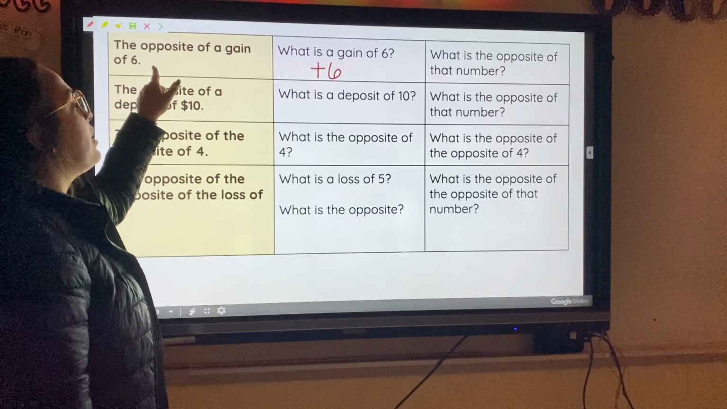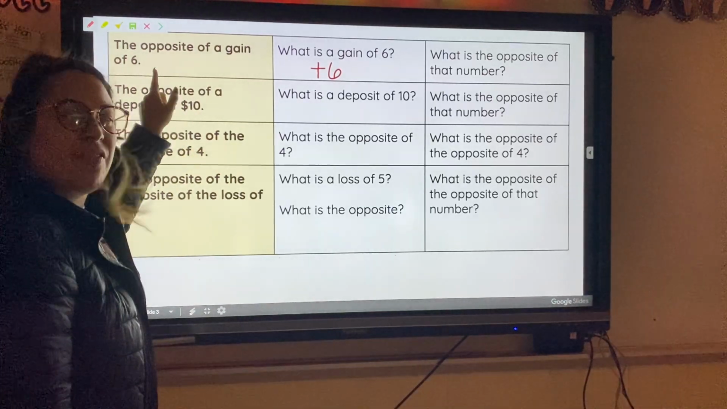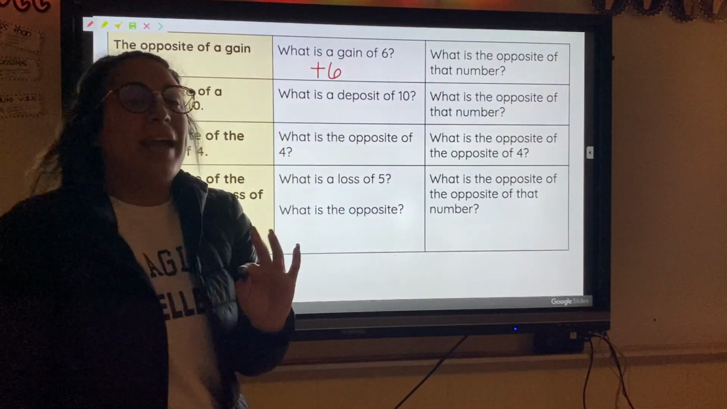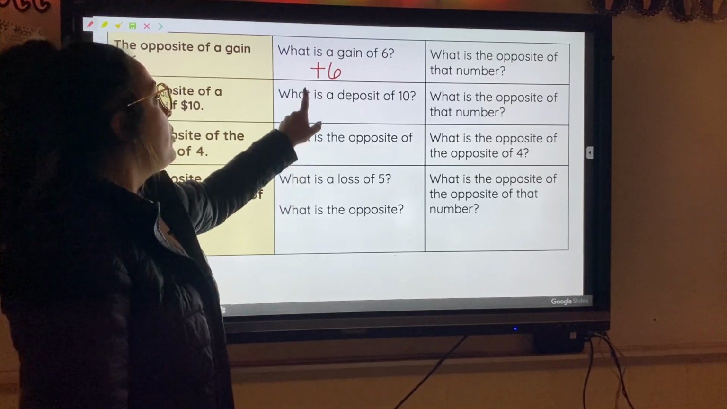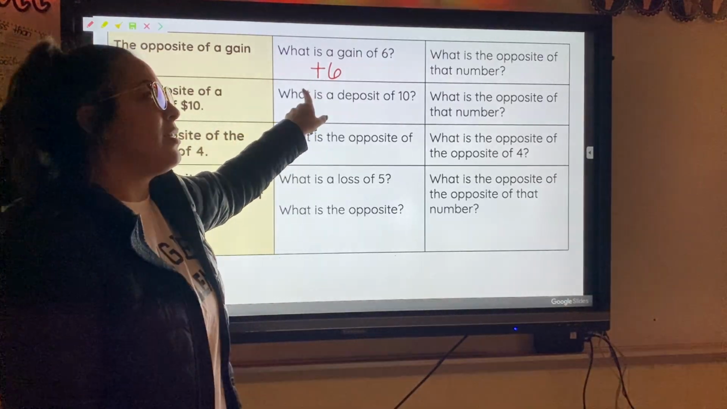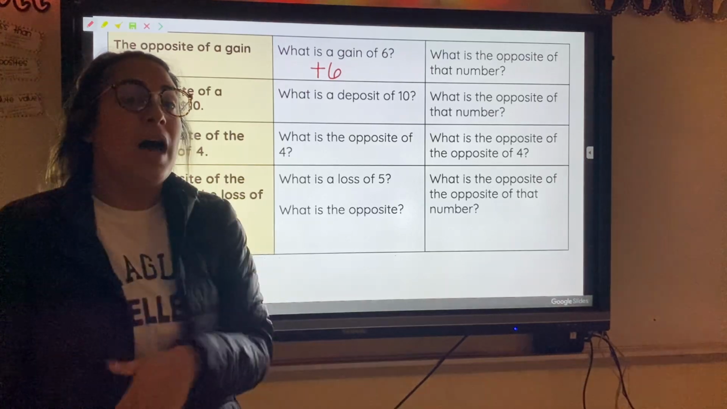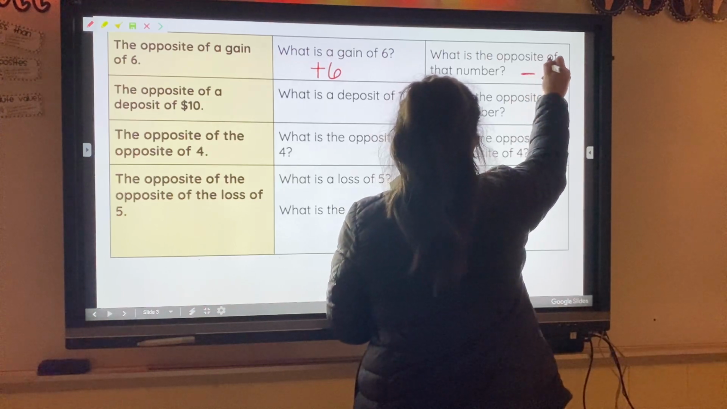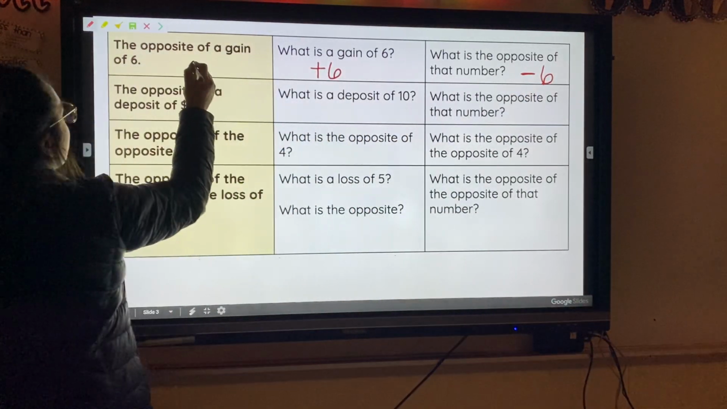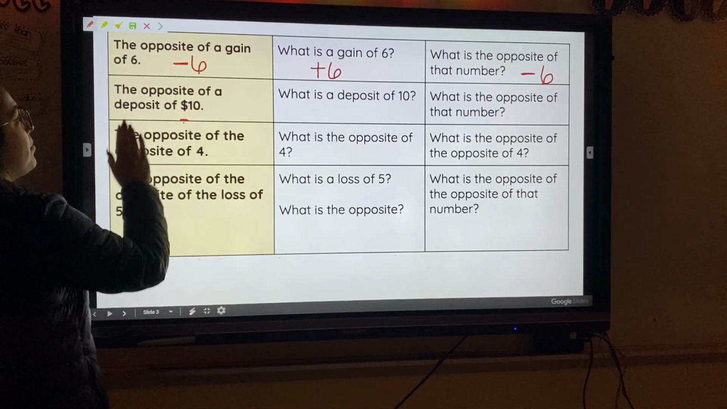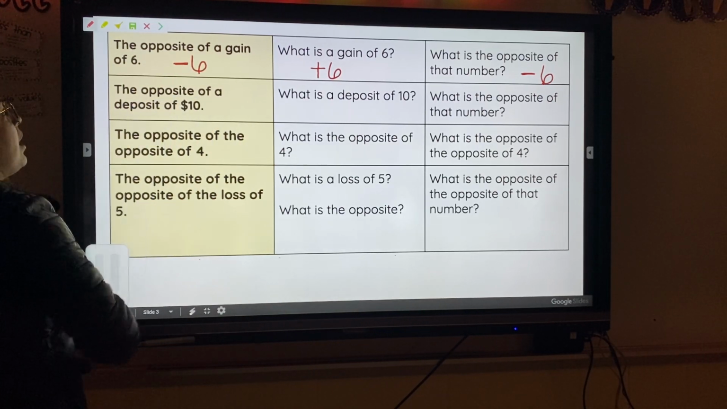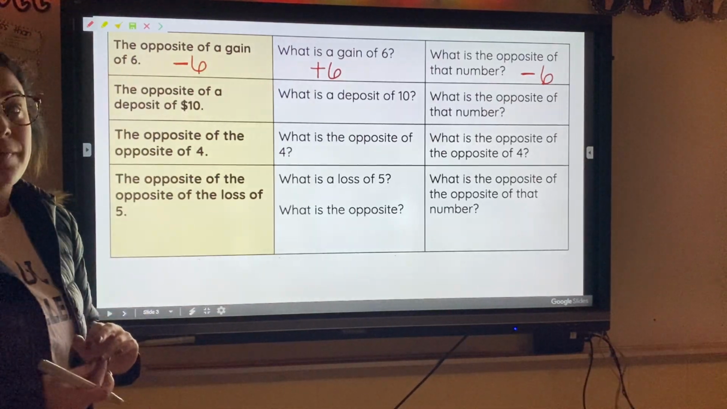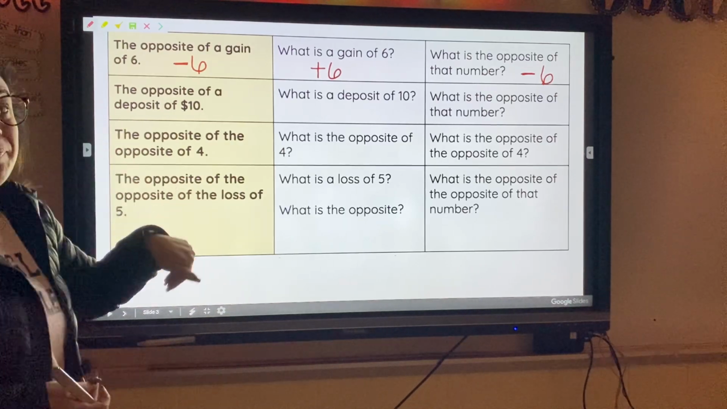So to figure out the answer to this question of what the opposite of a gain of 6 is, I'm going to answer this question. It asks, what is the opposite of that number? So if the gain of 6 is plus 6, what is the opposite of positive 6? It is negative 6. So our answer is negative 6. So the opposite of a gain of 6 is just negative 6. All right, we're going to do the next one.